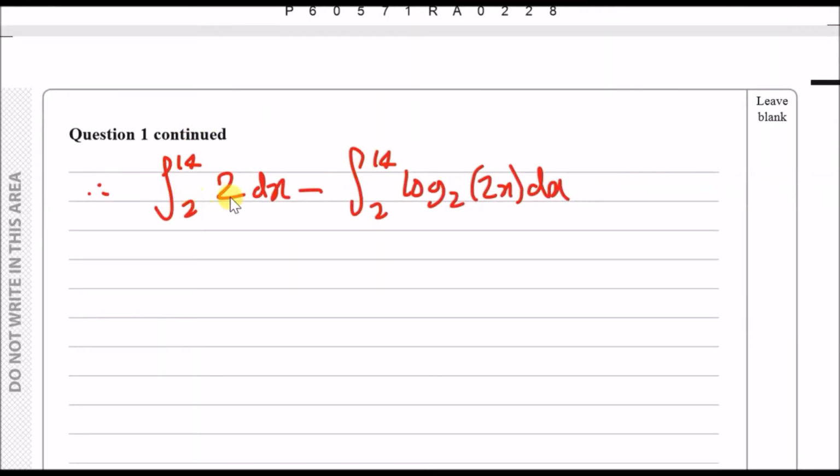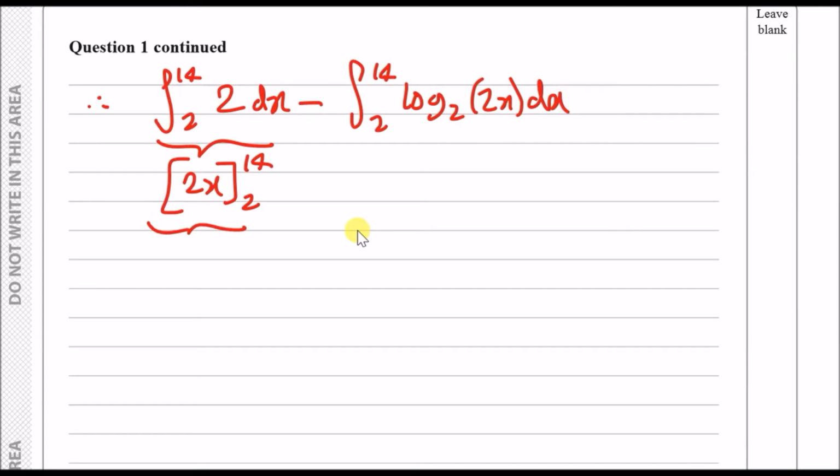Now integrating 2, well, that's not too bad. If you integrate any constant, you just get an x, so it'll just be 2x, and then you just apply the limits from 2 to 14. All this means is that you first replace x with 14, so you're going to get 2 times 14, which is 28, minus, and then replace x with 2. 2 times 2 is 4. So this value is just 28 take away 4, which is 24.